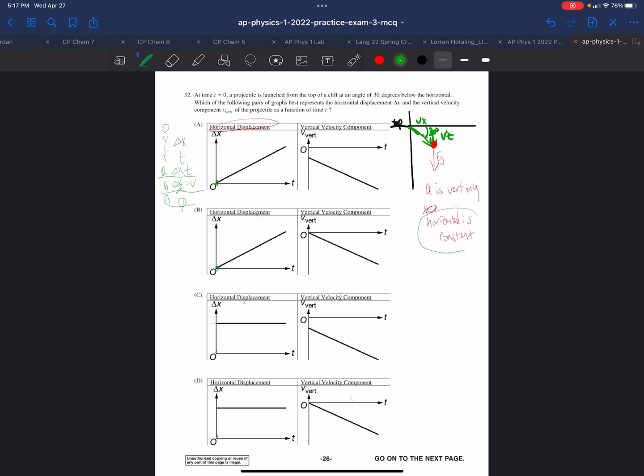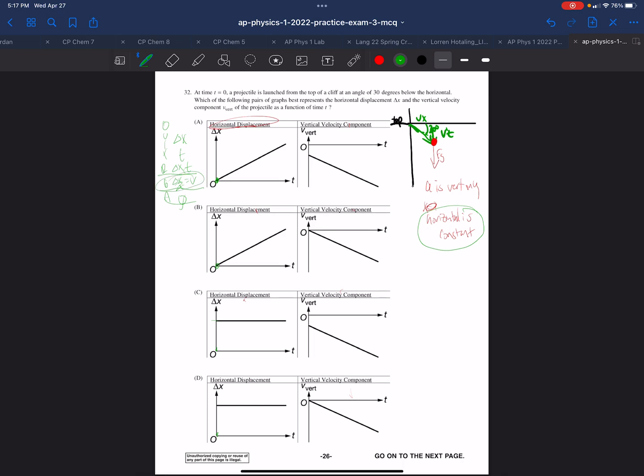So horizontally, we know the velocity is constant. The velocity is constant, and the velocity shows up as the slope. So we're looking for a constant slope. And so this is a positive constant value, but this is a 0, saying there's no horizontal velocity. So immediately we can take out choices C and D.